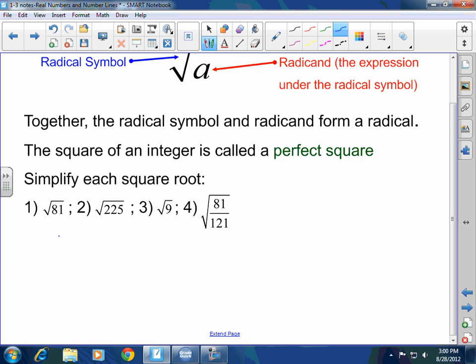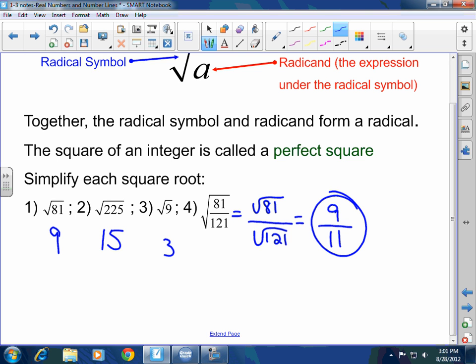Square root of 81 is 9 because 9 times 9 is 81. Square root of 225 is 15 because 15 times 15 is 225. Square root of 9 is 3 because 3 times 3 is 9. Square root of 81 over 121. What happens here is we split that up into the square root of 81 over the square root of 121. So the square root of 81 is 9. The square root of 121 is 11. So I have 9 elevenths as my answer.